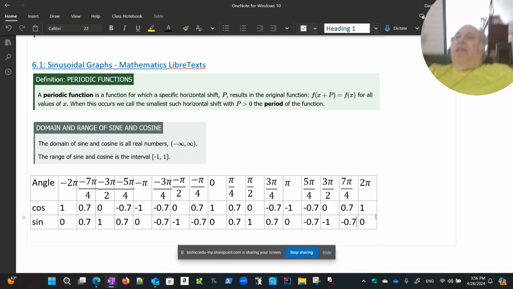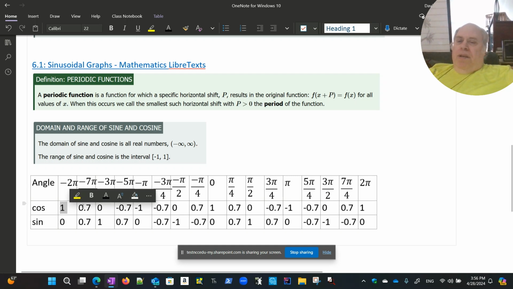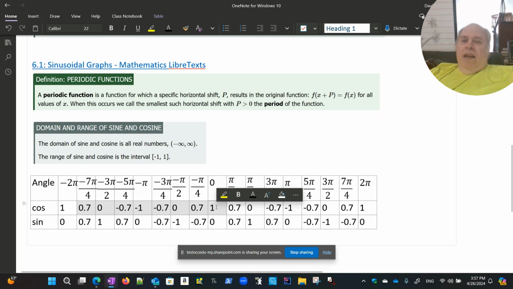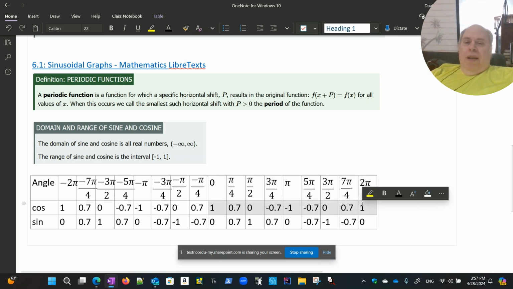I'm going to take advantage of the fact that this thing repeats itself. So the cosine starts at 1, goes to 0.7, goes to 0, minus 1, minus 0.7, 0.7, and back to 1. Because it's a periodic function, it always will go back to where it started. And then it does exactly the same thing in this part.